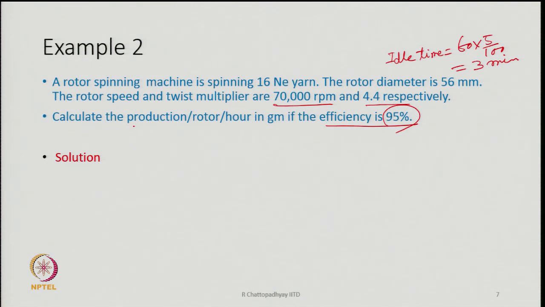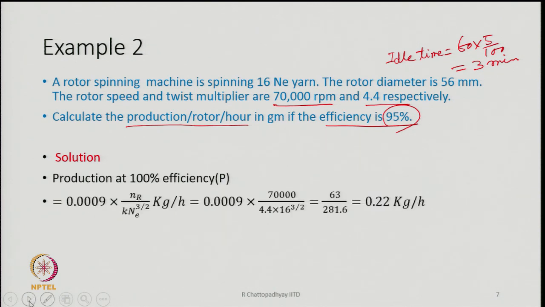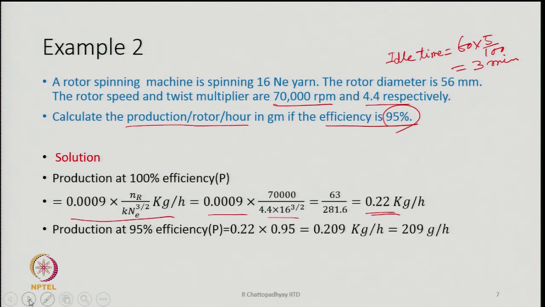And if we now want to calculate the production, first of all we calculate production with 100% efficiency. Again we are using the previous formula, directly putting these values, and we get a figure of 0.22 kg per hour. This will be close to this, and with 95% efficiency, simply multiply it by 0.95 or 95 by 100. This will give you 0.209 kg per hour.